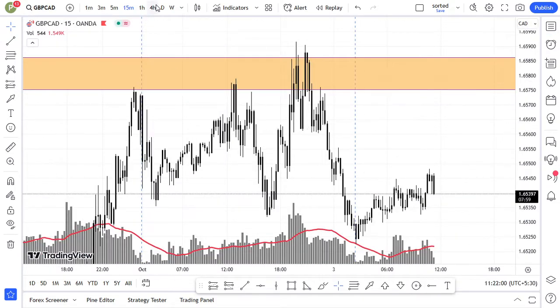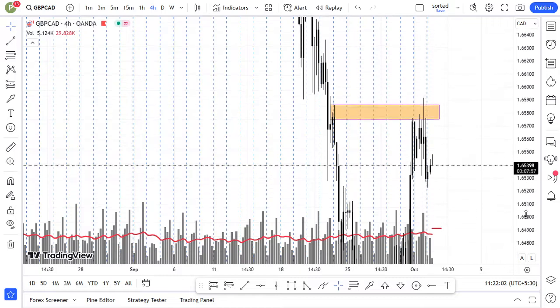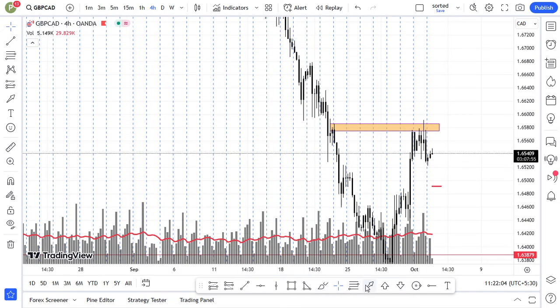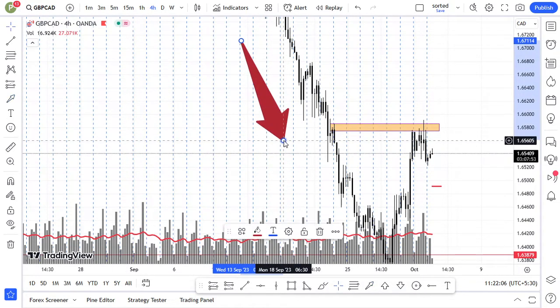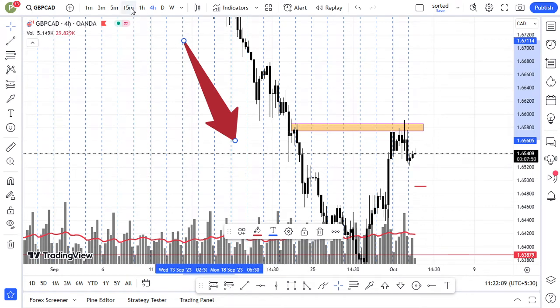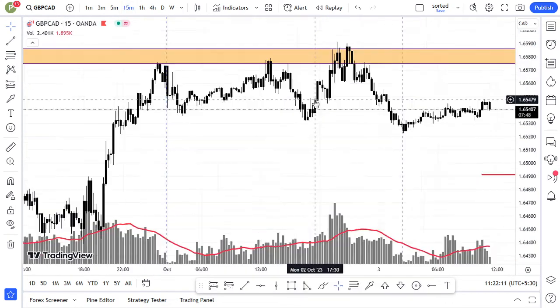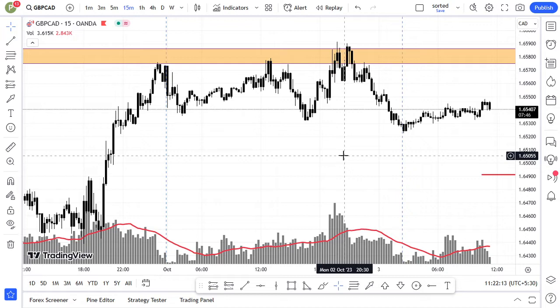In the pound cad, coming to the 4 hour, this is in a complete downtrend, which you can see clearly here. Now the next thing is that if it's in a downtrend, then we should go with the trend only. Remember one thing, trend is our friend.